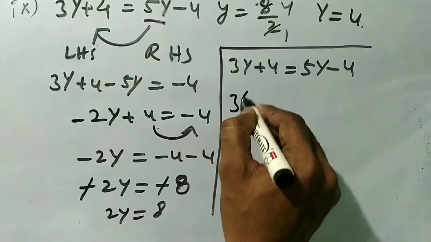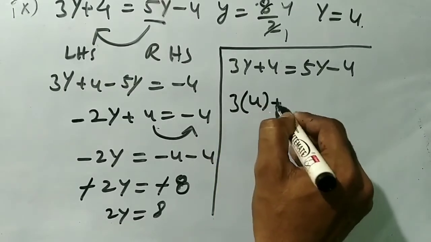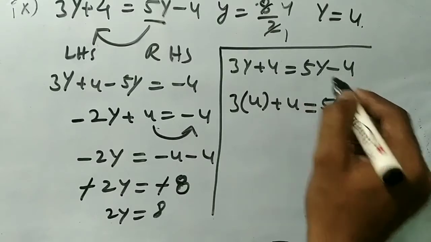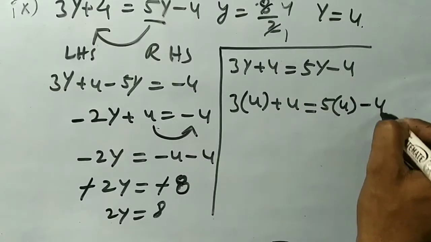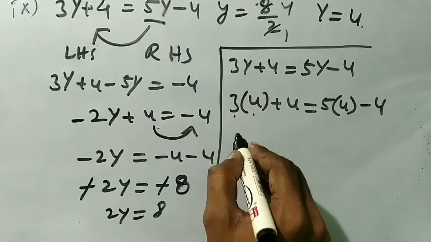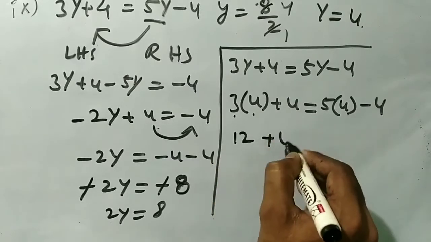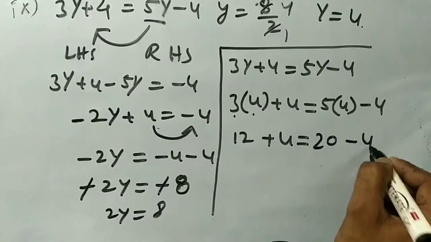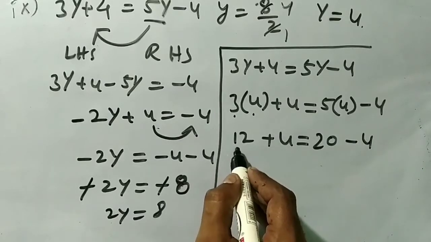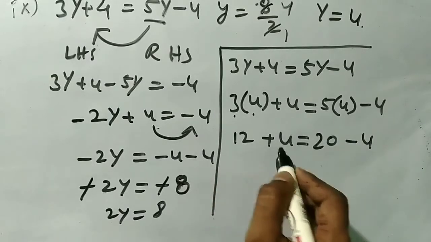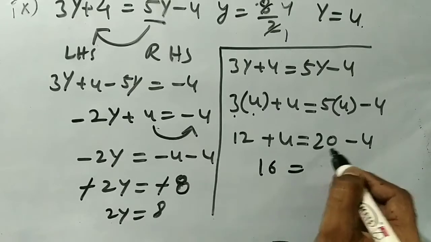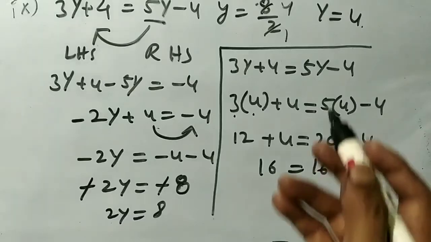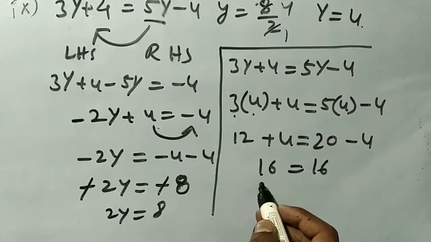So 3 into 4 plus 4 is equal to 5, and we have to substitute 4 here in y's place, minus 4. 3 4s are 12, plus 4. 5 4s are 20, minus 4. That is 12 plus 4 is equal to 16, and 20 minus 4 is equal to 16. This is the correct answer. So y is equal to 4 is correct because LHS is equal to RHS.